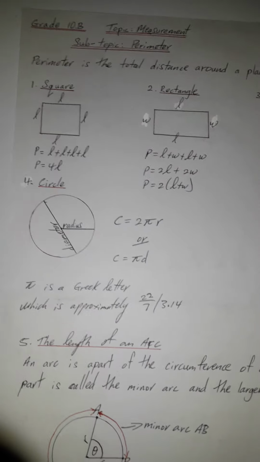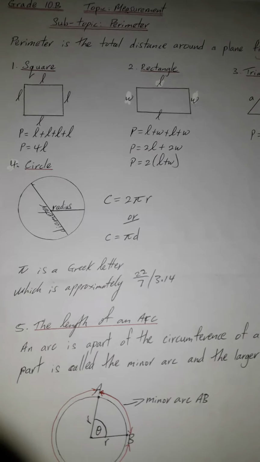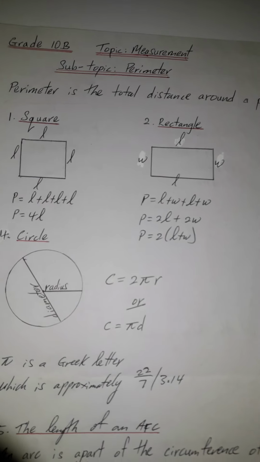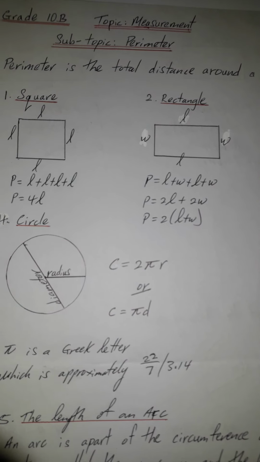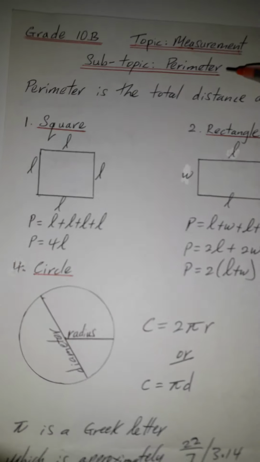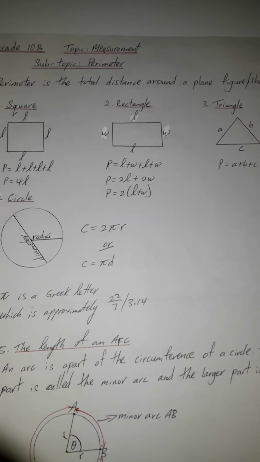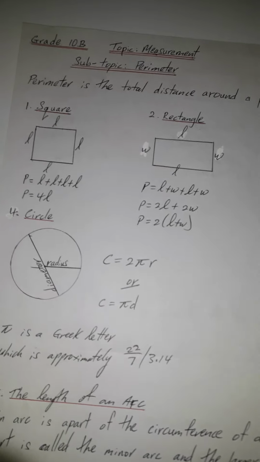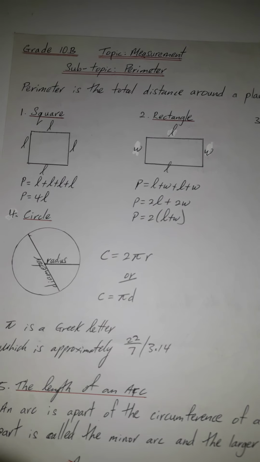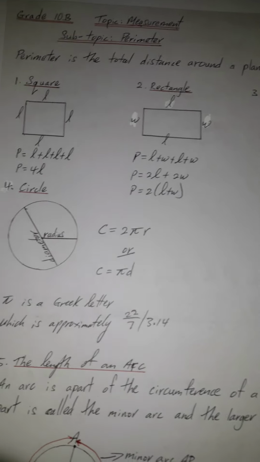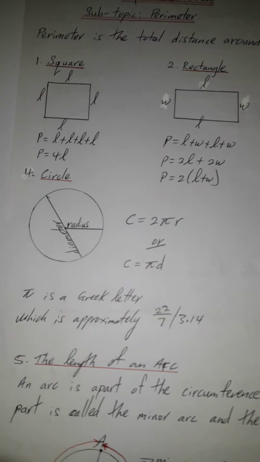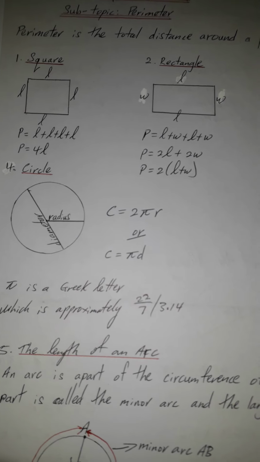Alright, our topic is measurement. The first subtopic we look at under measurement is perimeter. Perimeter is the total distance around a plane figure or shape. This is something that we have done since primary school, so you do not have to remember any specific formula for perimeter.